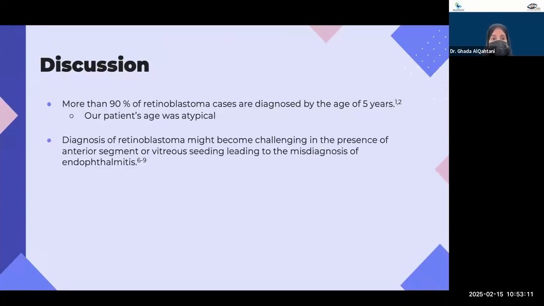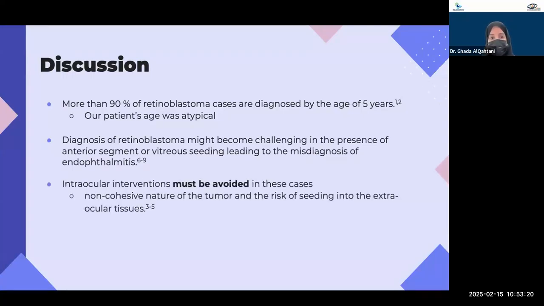In addition to the atypical age, diagnosis of retinoblastoma can become challenging in the presence of anterior segment or vitreous seeding, leading to the misdiagnosis of endophthalmitis. However, intraocular interventions must be avoided in these cases because of the non-cohesive nature of the tumor and the risk of seeding into extraocular tissues.